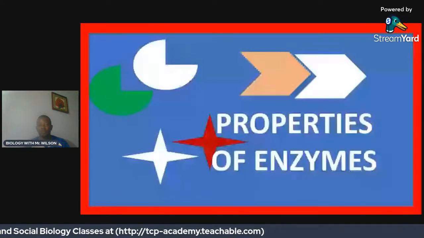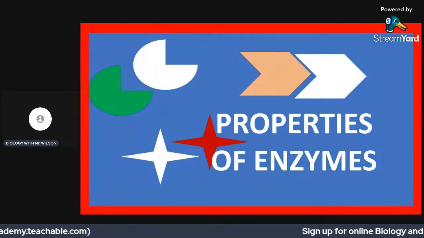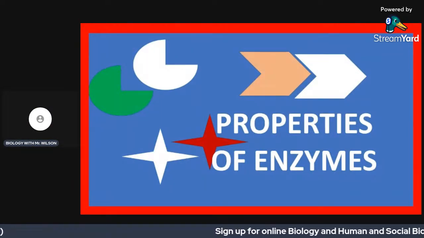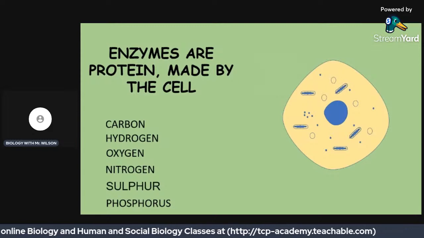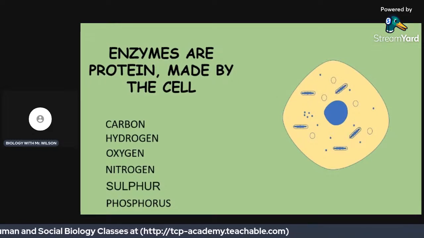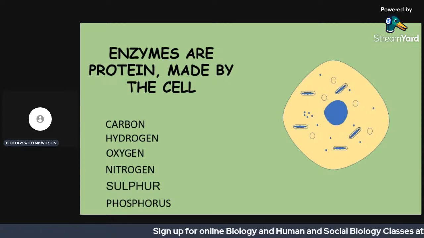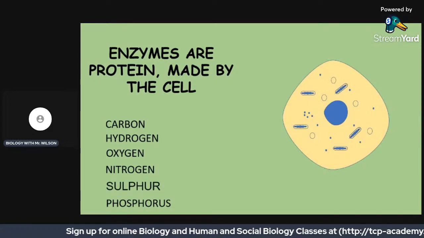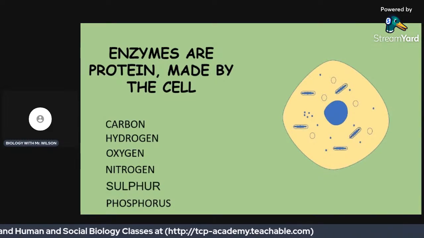Looking at the properties of enzymes. In our previous lesson, we looked at what enzymes are. Just a reminder, enzymes are biological catalysts which speed up the rate of a reaction. Important to note is that enzymes are made in the cell, and of course they are all protein. And here we have the elements that protein is made of: carbon, hydrogen, oxygen, nitrogen, sulfur, and of course phosphorus. And the cell there is just a place where the enzymes are made.